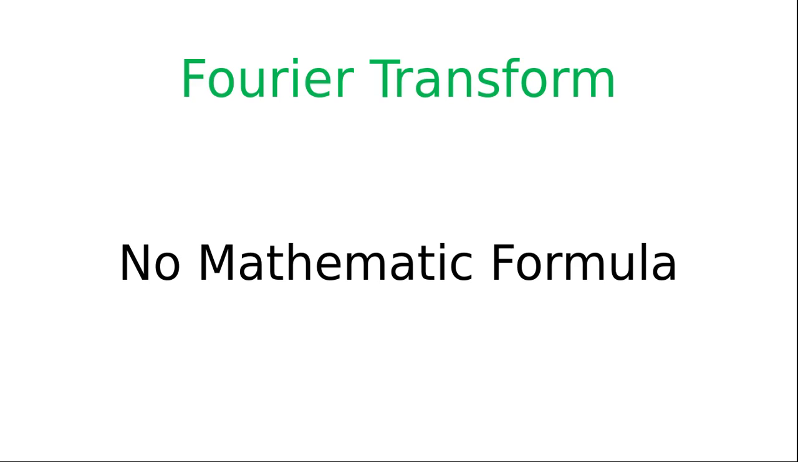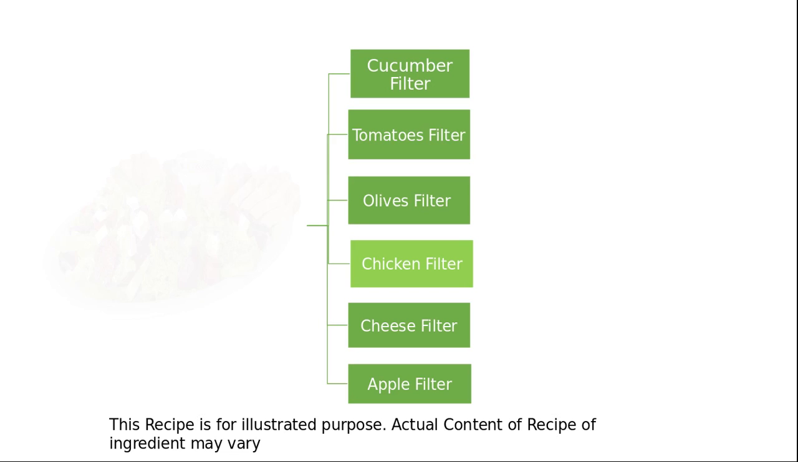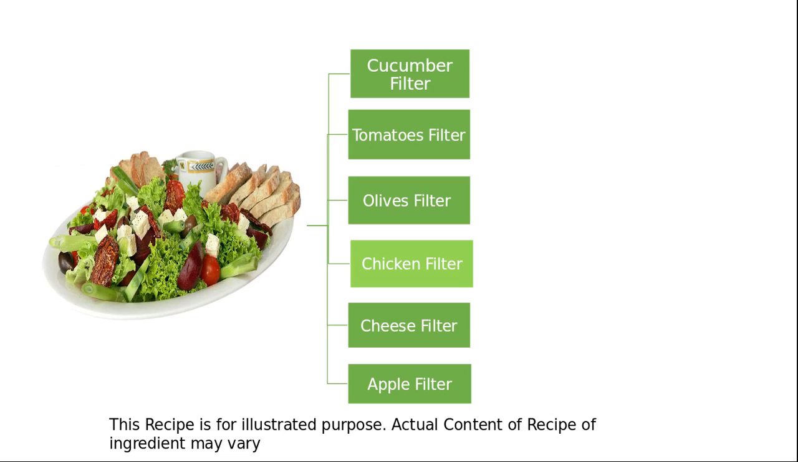Let's try to compare the analogy with our real life application. So let's compare one very simple recipe. This is one of the salad recipes, and let's say we don't know what the ingredients of this salad are. This example we have taken to illustrate what the Fourier transform actually is. Then we will compare this recipe example with our actual signal and we will apply the same formula to it.